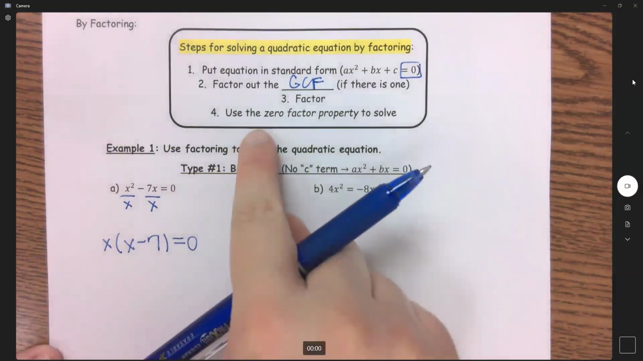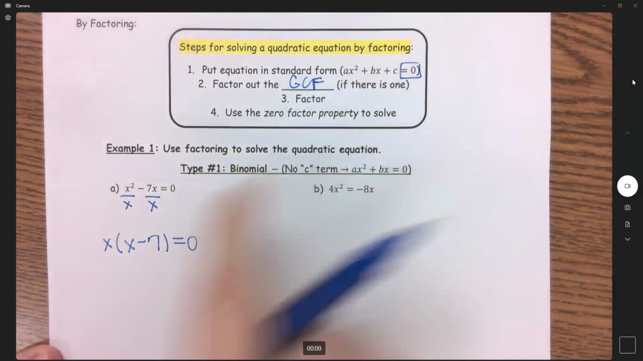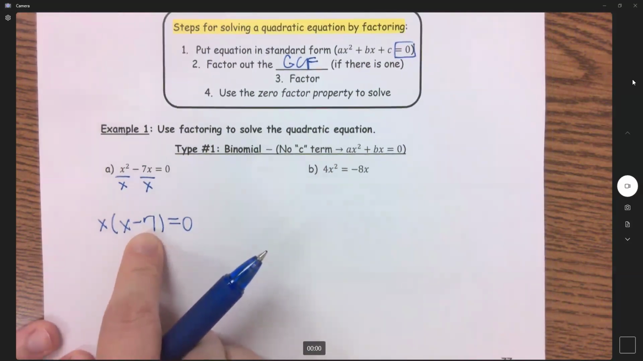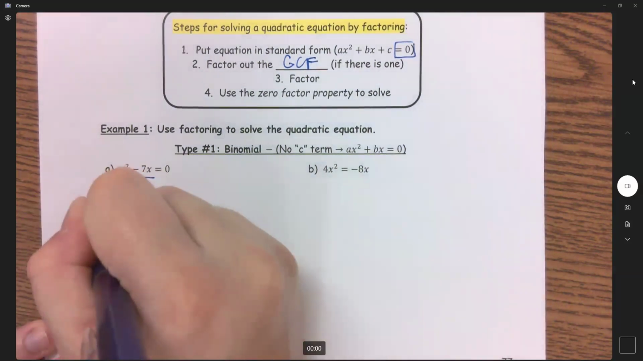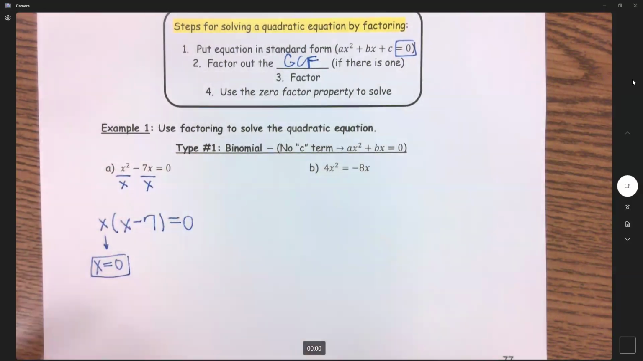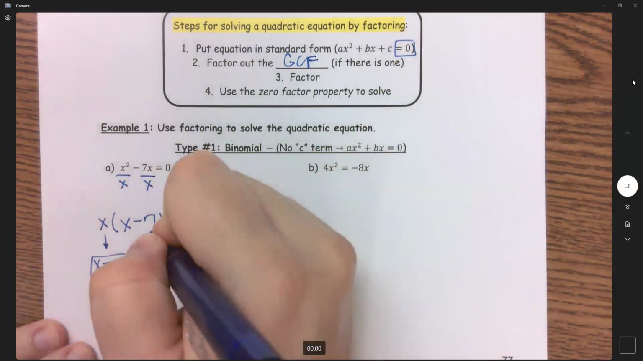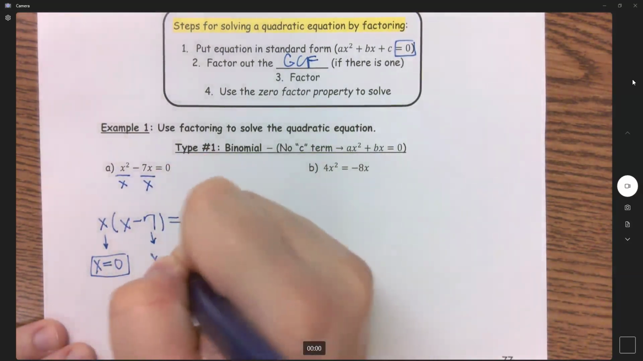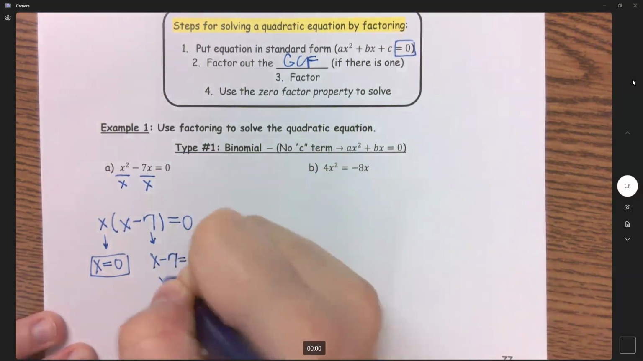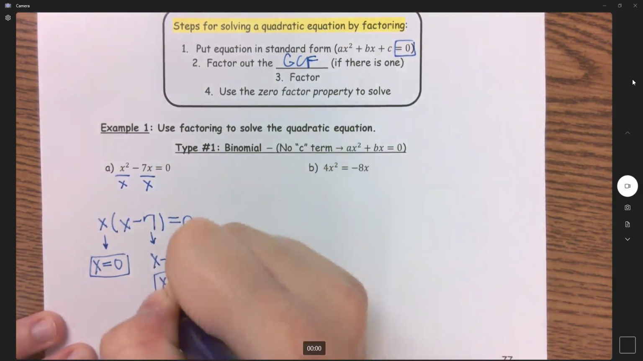So now I'm going to apply the zero factor property, which says each of these multiples, take separately, set equal to 0 and solve. So this very first one is just simply x equals 0. So we're done there. The second one we get is x minus 7 equals 0. Add that 7 over, and we get x equals 7.